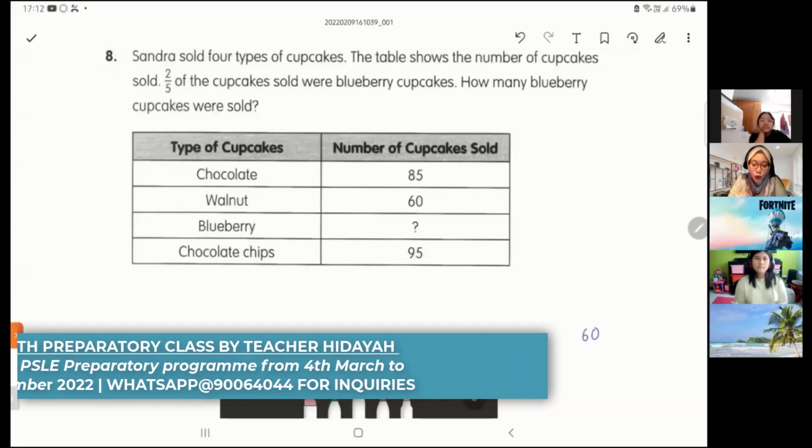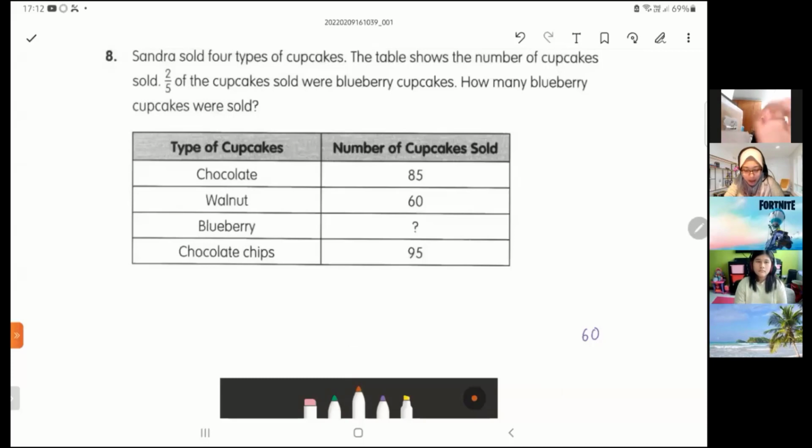Okay, Sandra sold 4 types of cupcakes. You can see the cupcakes in the table below. We have chocolate, walnut, blueberry, and chocolate chip. The number of cupcakes were written down there, except for blueberry. There's a question mark, right? The table shows the number of cupcakes sold. 2/5 of the cupcakes sold were blueberry cupcakes. This is a clue. How many blueberry cupcakes were sold? Of course, you must find the question mark. What do we do with this clue?